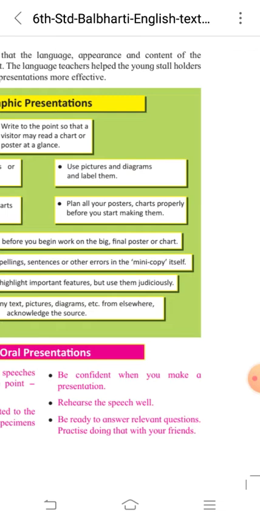And he will ask you certain questions regarding your topic if he is interested to hear you, right? Then rehearse the speech well. Now what is the meaning of rehearse? Rehearse means you need to practice before you speak in front of the people. So you need to rehearse the speech well.